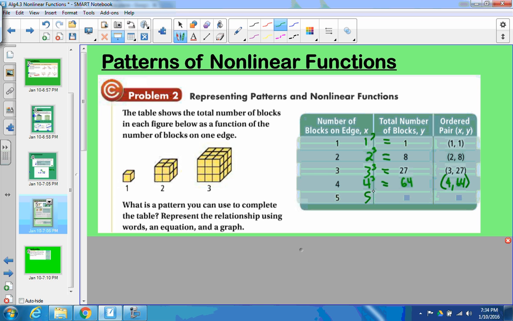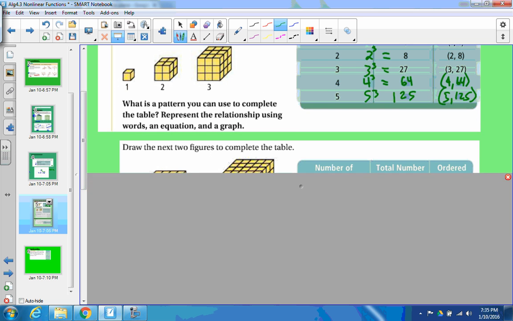5 cubed would be 125. So that'd be 5 and 125. So the y values are getting big really fast. So let's represent that a few different ways.